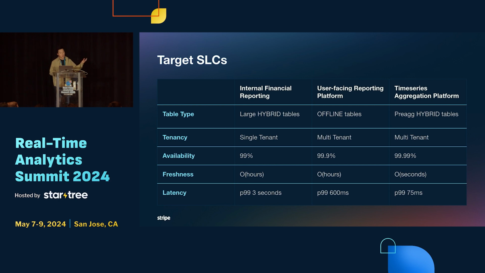So here you can see our core SLCs. Our query availability targets range from 2 to 4 nines. Our freshness targets range from hours to seconds. And our latency requirements have ranged from 3 seconds to 75 milliseconds. So as you go left to right, our SLCs get a lot stricter. And if you remember at the beginning of the talk, I mentioned our journey with Pinot. The gradual strictness of the SLC is mapped with our journey of trying to achieve lower latency and availability with Pinot.